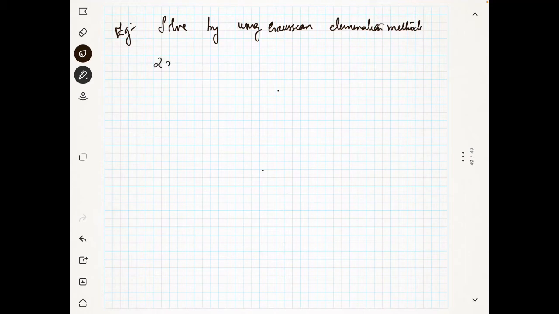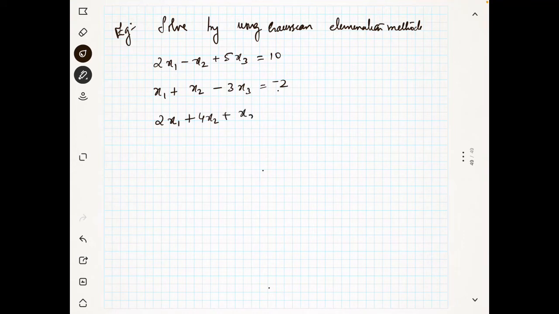So 2x1 minus x2 plus 5x3 is equal to 10. So this is one equation. Next is x1 plus x2 minus 3x3 is equal to minus 2. Another equation is 2x1 plus 4x2 plus x3 is equal to 1. Okay, so there are equations like this.